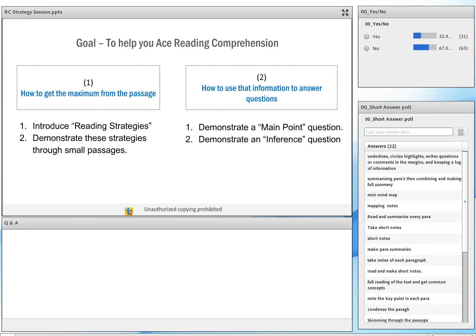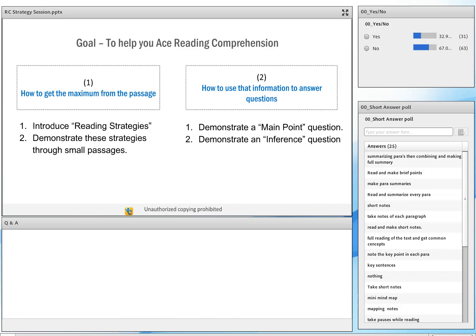Well, you can't do that in the... You can do that while you're preparing. Absolutely. Take interest in the passage. All right, good. Some of these are actual strategies. Some of these are outputs of the strategy that you need to apply.